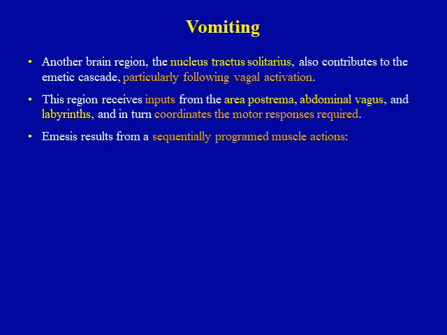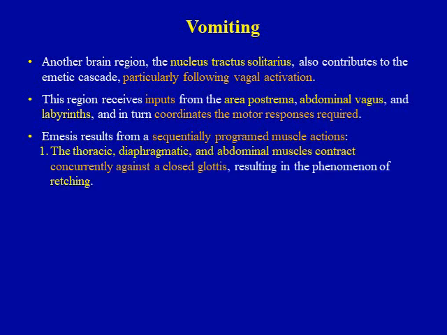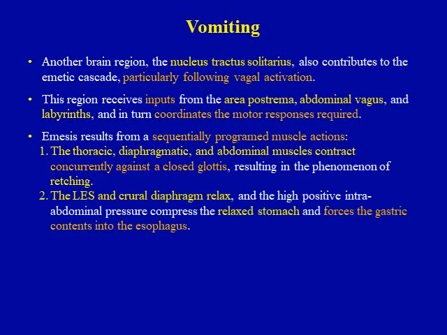Emesis, or vomiting, results from sequentially programmed muscle actions. First, the thoracic, diaphragmatic, and abdominal muscles contract simultaneously against the closed glottis, resulting in the phenomenon of retching. The lower esophageal sphincter and the crural diaphragm relax, and the high positive intra-abdominal pressure compresses the relaxed stomach, and this will force the gastric content into the esophagus.